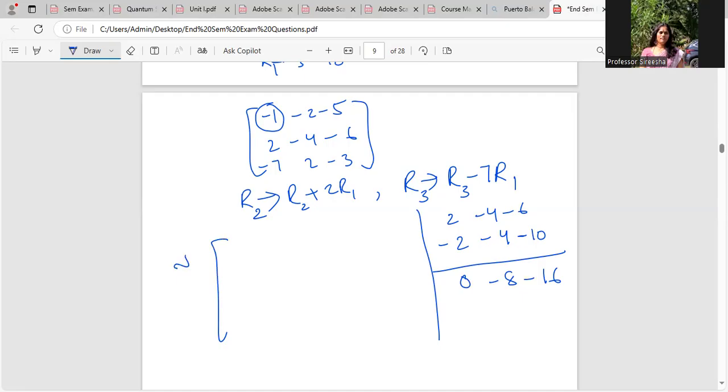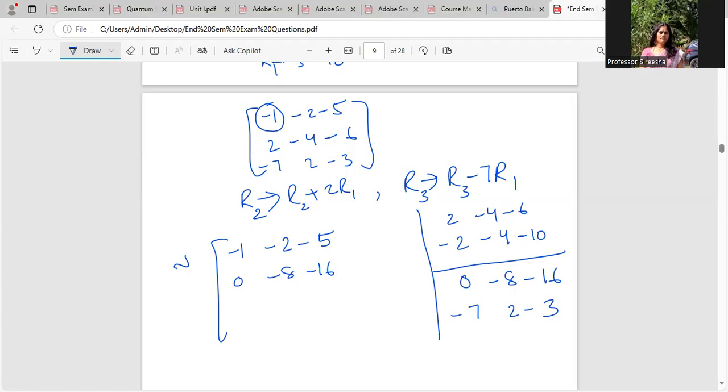I'll be using this equivalent symbol. The resultant matrix is equivalent. Equivalence means obtaining a matrix after certain row operations or column operations. Here I'm doing row operations, right? The second row changes to 0, minus 8 and minus 6. The third row changes to minus 7, 2, minus 3.